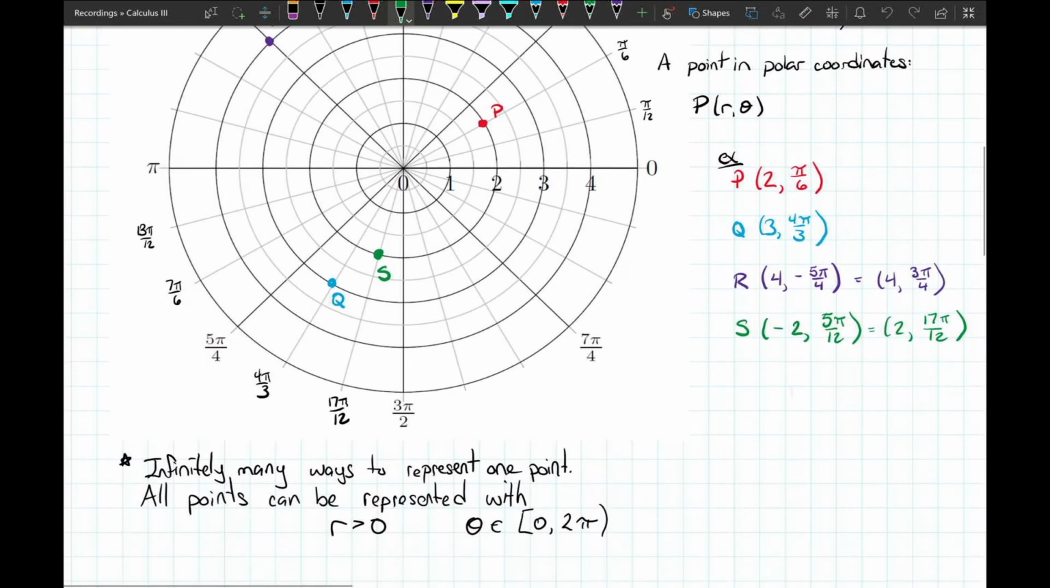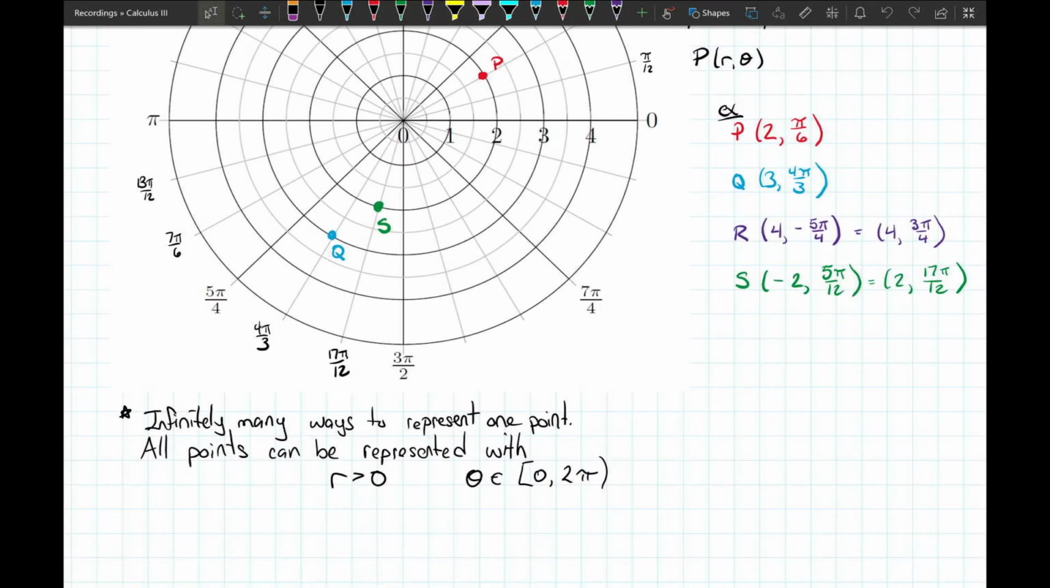Now I should mention that while there are infinitely many ways to represent a point, all points other than the origin can be represented with a positive r and a theta from 0 to 2 pi, including 0, but not having to include 2 pi since it would give the same direction as theta equals 0.